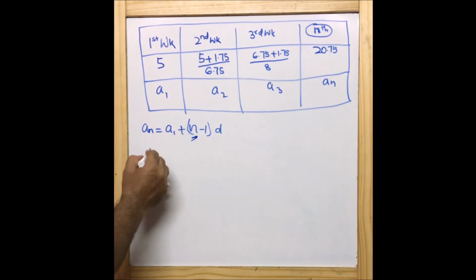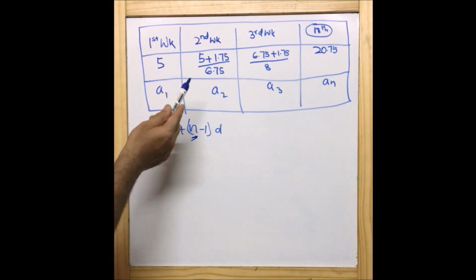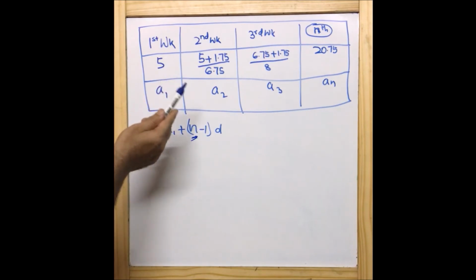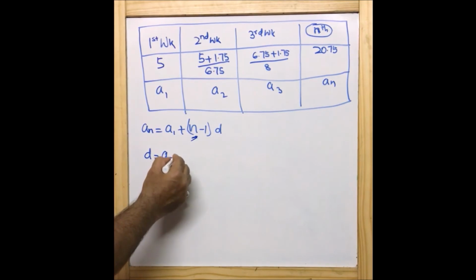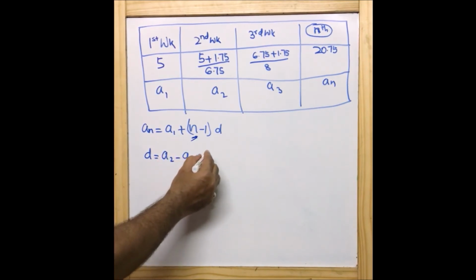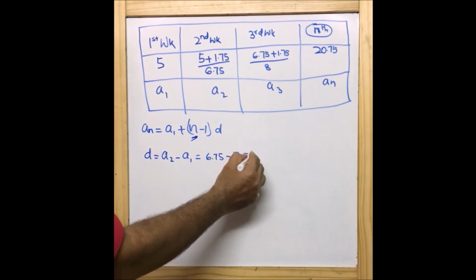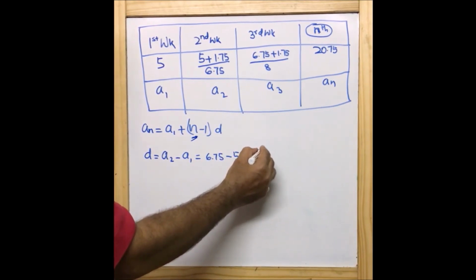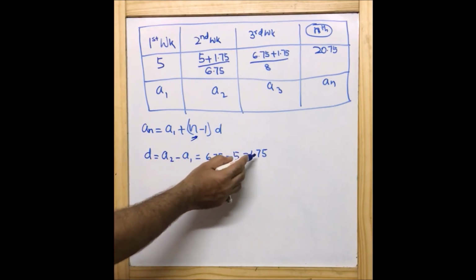Here D is equal to the difference of any consecutive numbers. That means we need to find the difference as second term minus first term, or third term minus second term. So here I will take A2 minus A1, that is equal to 6.75 minus 5, that is equal to 1.75. Guys, we very well know the difference from the question, because the question states that each week the savings is increasing by 1.75. That means that is the difference only. So here we got the value of D as 1.75.